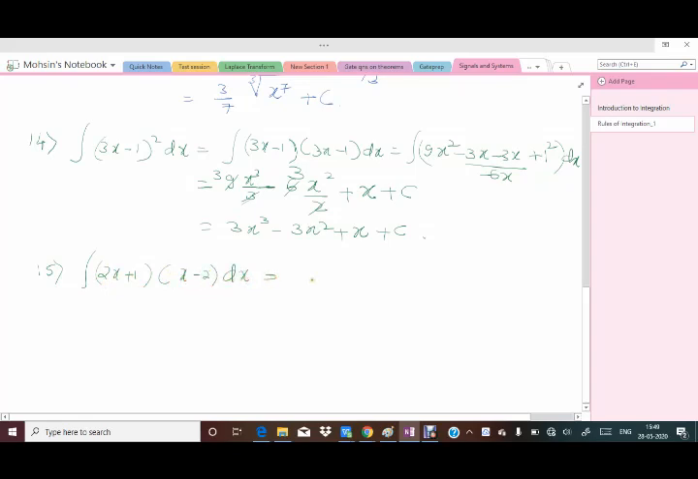So again we'll do the multiplication here first to get the simplified expression. So it is 2x square minus 4x plus x minus 2 times dx. So this can be written as 2x square minus 3x minus 2 dx. So integration of this is going to be 2x cube by 3 minus 3x square by 2 minus 2x plus c.